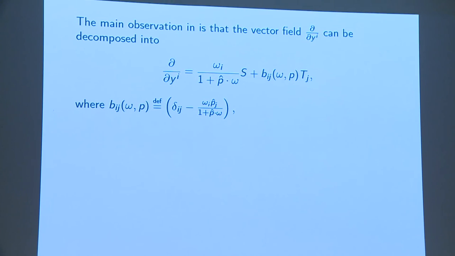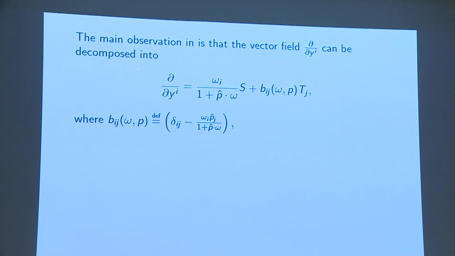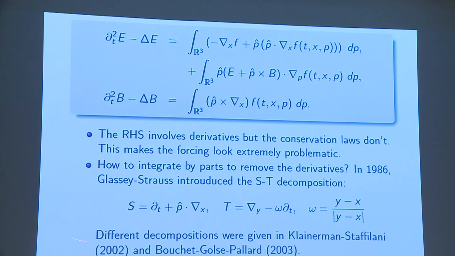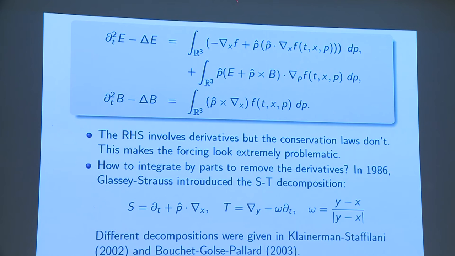So the main observation is that if you have something like the gradient in x, in this gradient p term, you can directly take the gradient p term out because it commutes with all this stuff, and then you can just integrate by parts and get rid of it. But for the gradient x terms, even after inverting the wave operator, you cannot do that.